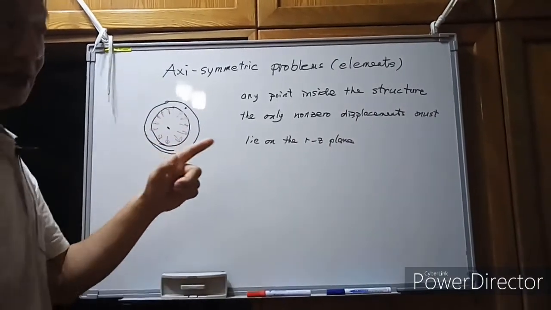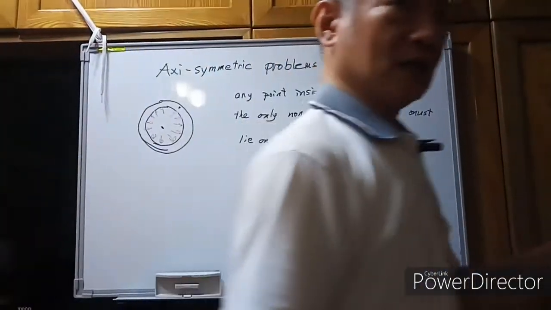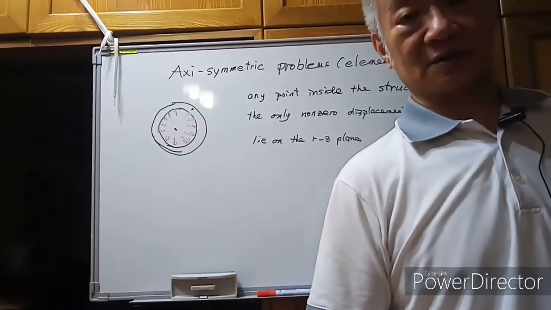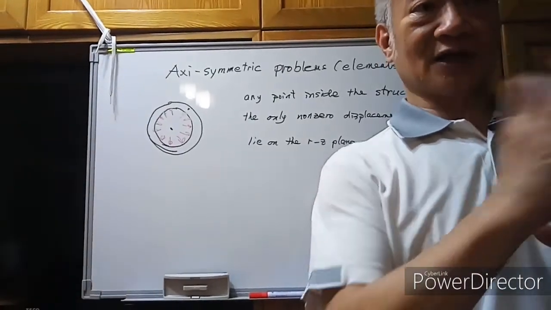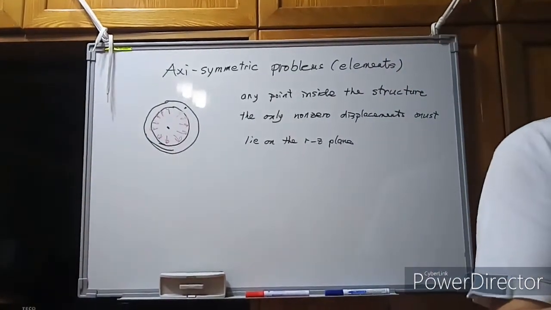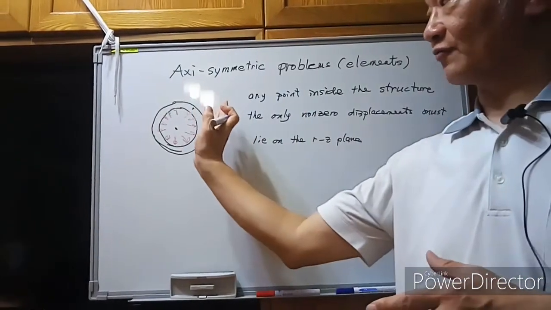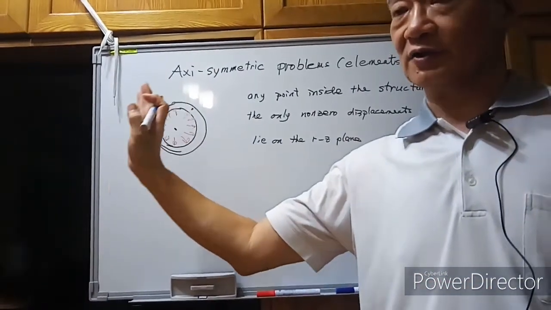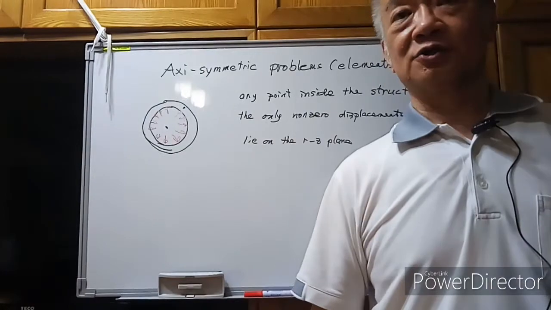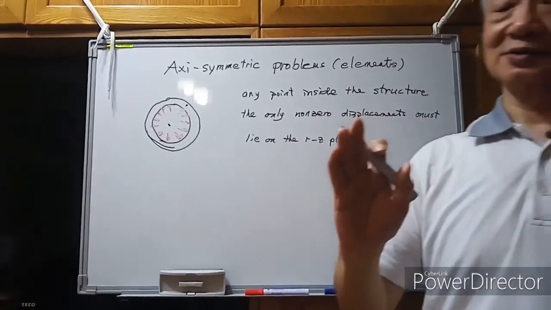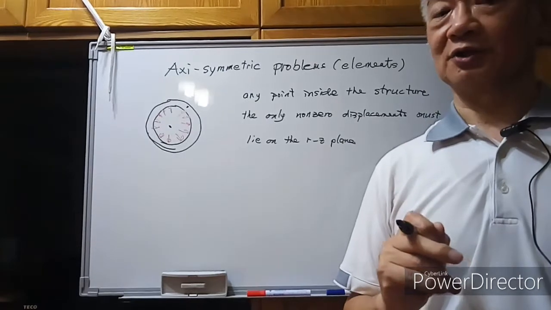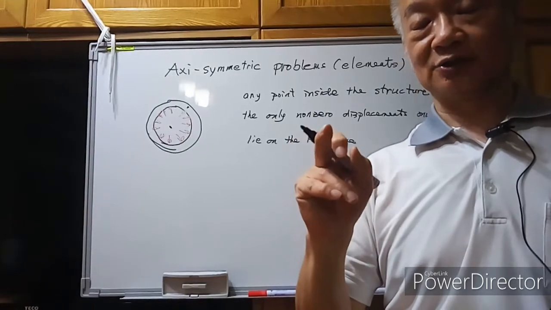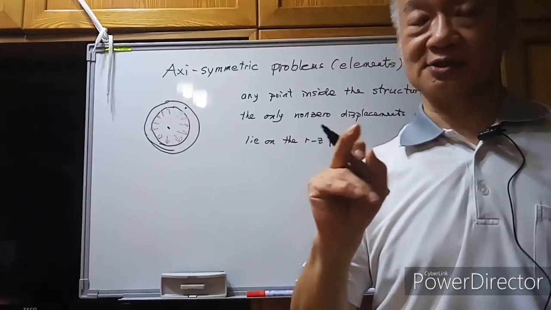So remember, the theta is the rotation angle from one axis. The theta is unchanged. No matter the theta, if you define the theta from the top view, no matter the angle of the theta, everything is the same. So you cannot expect the displacement which is along the theta directions. So it means the tangential displacement perpendicular to the RZ direction.